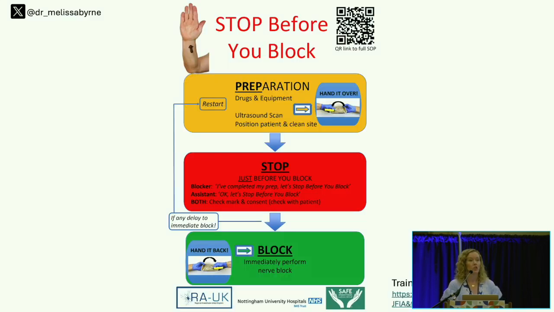There's a number of different checklists or ways in which we can prevent wrong-sided nerve blocks. This is known as the stop before you block, taken from AOCA, and essentially it just means we all are quiet, we prep, we stop before we actually block, confirm the right side, and then perform a block.